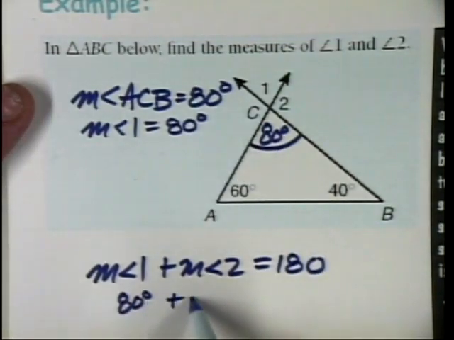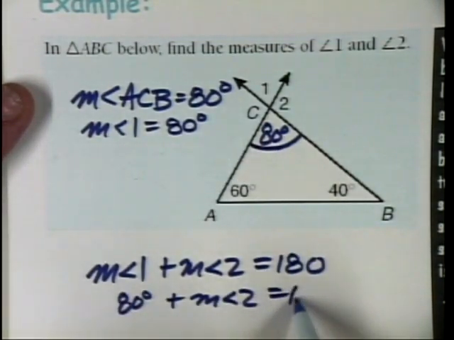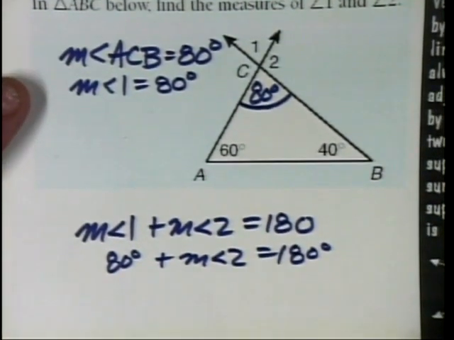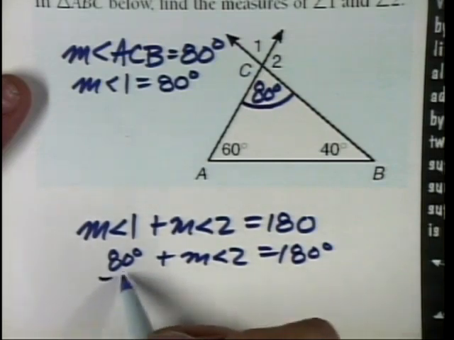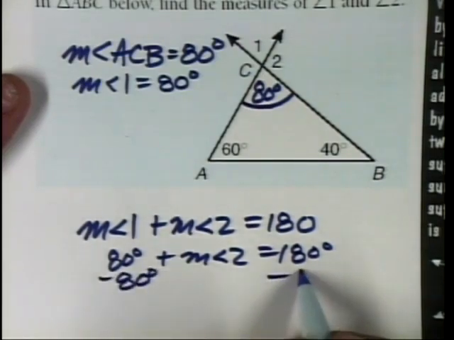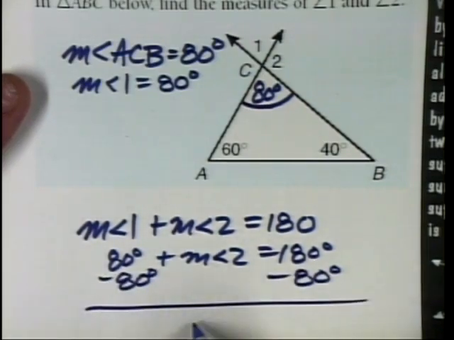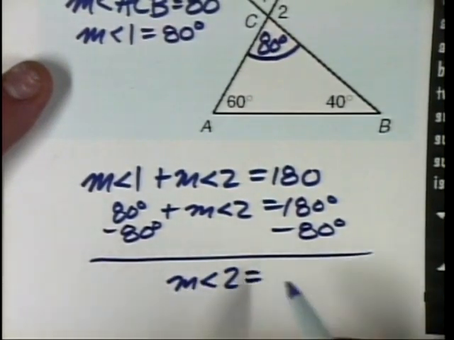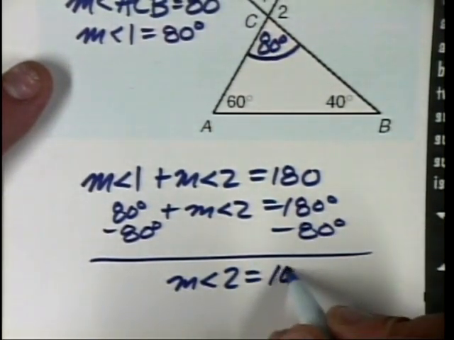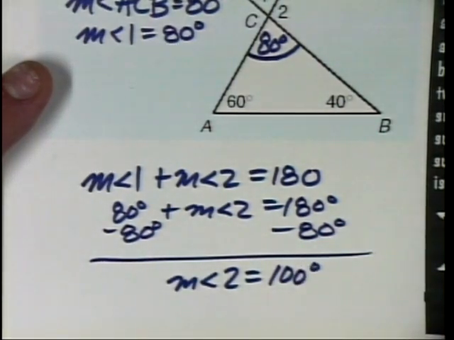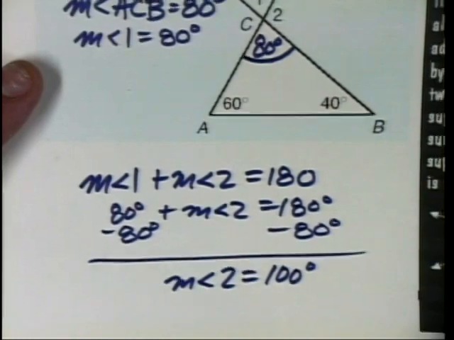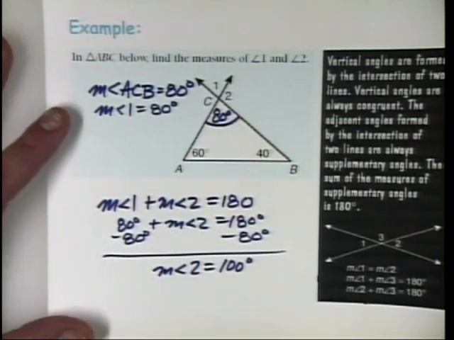So 80 degrees plus the measure of angle 2 equals 180 degrees. And we've created a little algebraic problem. So all we have to do to solve for the measure of angle 2 is to subtract 80 degrees from both sides, and we get that the measure of angle 2 is equal to 180 minus 80, or 100 degrees. Okay? And we've answered the question. So there they are. So it was a couple of steps involved in finding the measure of angle 2.